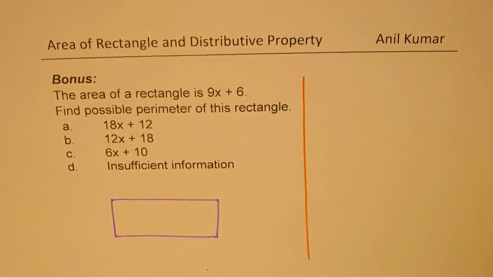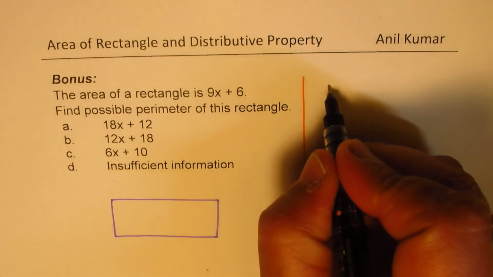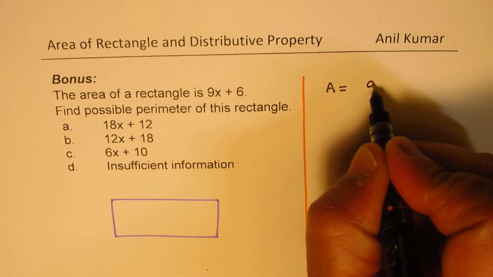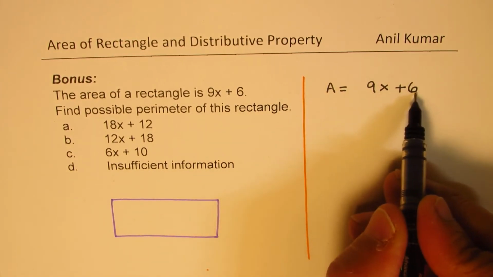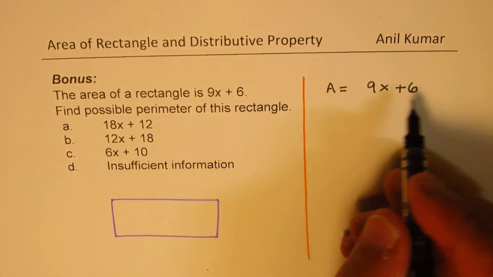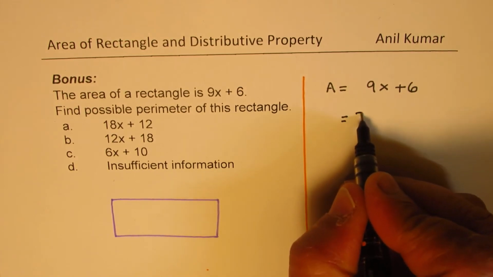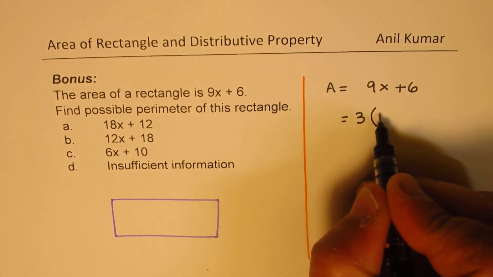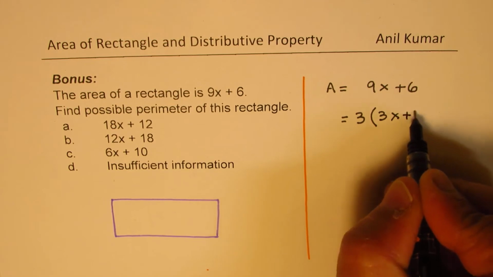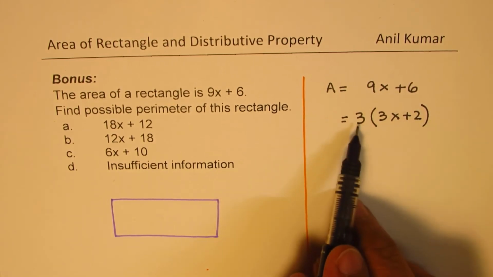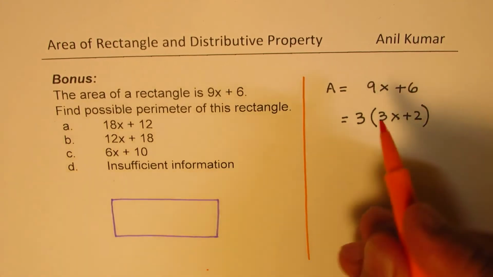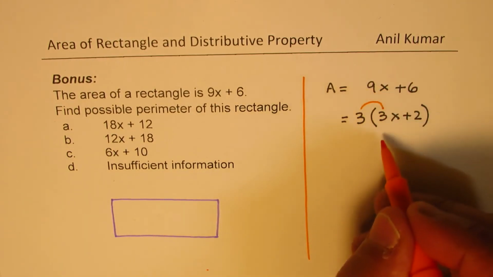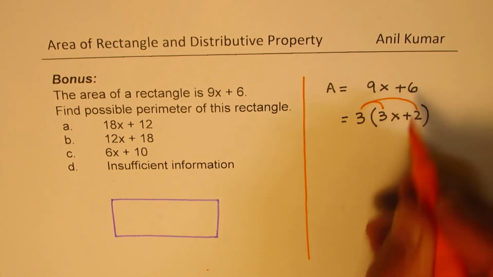Now let us see how to solve such a question. We are given area as equal to 9x plus 6. Do you see any common factor between 9 and 6? Yes, 3 is a common factor. So we can write this as 3 times (3x plus 2). Now clearly, if you apply the distributive property, then 3 times 3 will give us 9, so we get 9x, and 3 times 2 will give us 6.